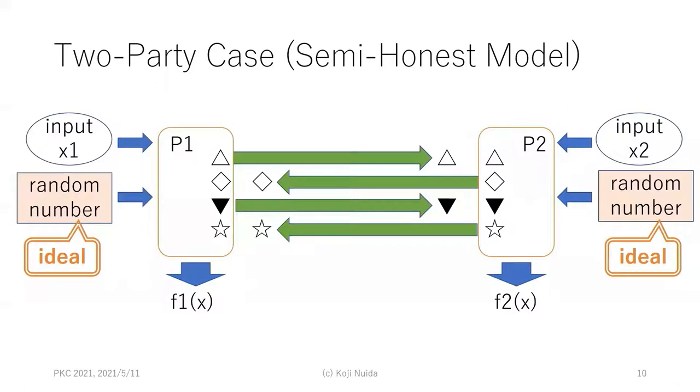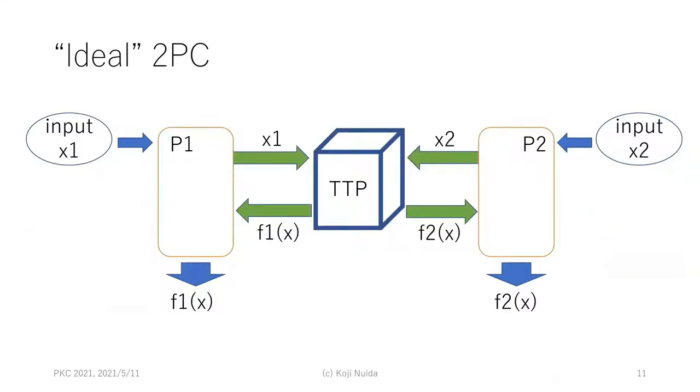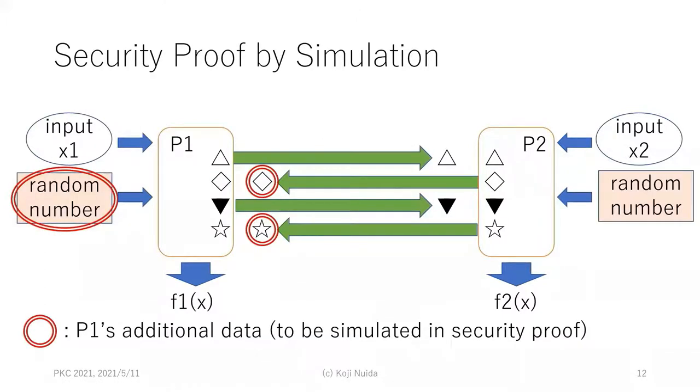In order to formulate the security, we compare this picture with the ideal situation for two-party computation. In the ideal case, there is a trusted third party between the two parties, who is given the parties' inputs and just returns the outputs to the parties. Now, in the real situation, the corrupted party, P1, has some additional objects indicated by red circles. These objects should be simulated in the security proof. And the important point is that P1's randomness is also included in the objects to be simulated.